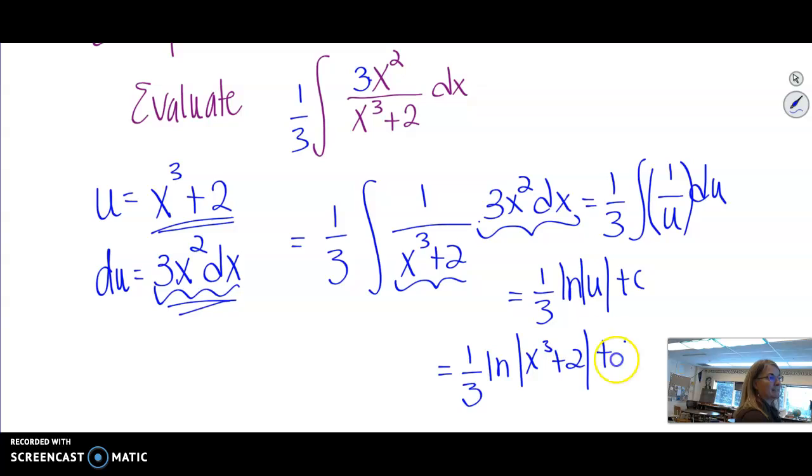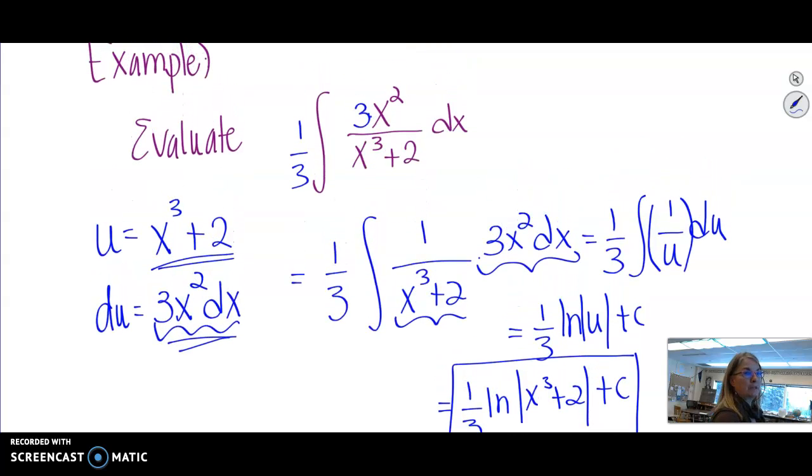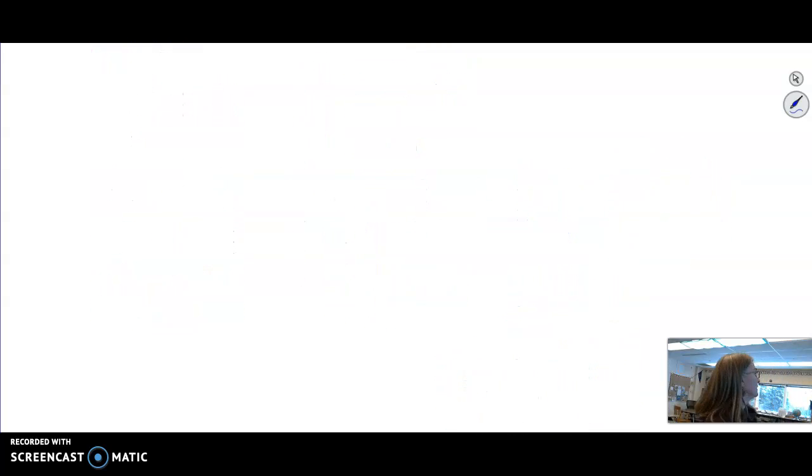A lot of times when you're doing applications, you'll be able to drop the absolute value bars because we're going to just be dealing with populations of people or time, and it'll be positive anyway. But this is how you would do these integrals. Okay, so in the next video we're going to look at exponential functions and how to find the derivative of those and antiderivatives.